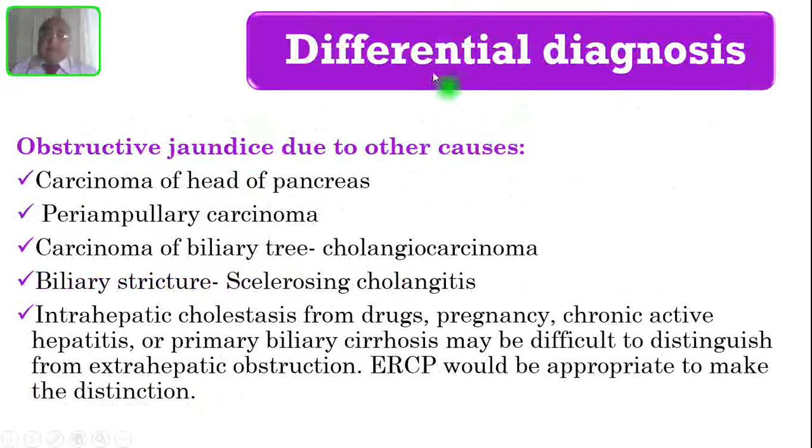So the differential diagnosis includes the other causes of obstructive jaundice, namely carcinoma of the head of the pancreas, periampullary carcinoma, carcinoma of the biliary tree, that is cholangiocarcinoma, biliary stricture, and sclerosing cholangitis. Sometimes it may be intrahepatic cholestasis from drugs, pregnancy, chronic active hepatitis, or primary biliary cirrhosis. This is very difficult to distinguish from extrahepatic obstruction. However, you can do ERCP to make this difference.